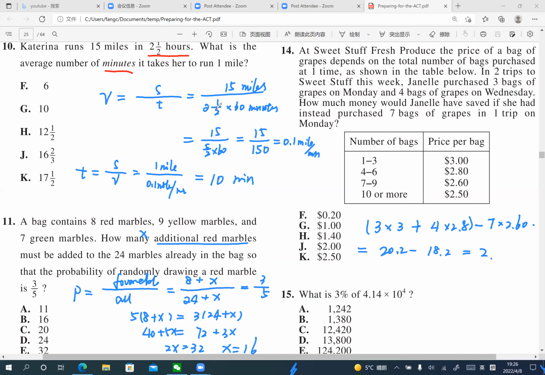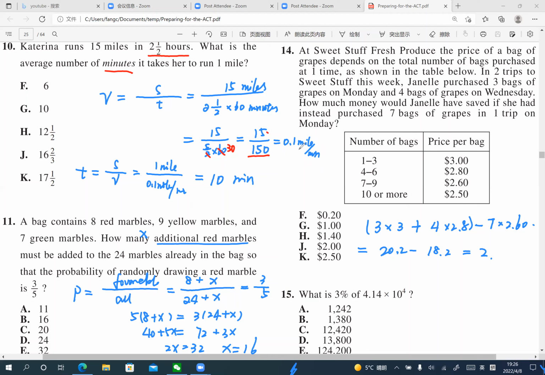So 2.5 times 60 is the minutes. So 15 divided by 2.5 times 60. So 2.5 equals 5 over 2. 5 over 2 times 60 is 5 times 30, which is 150. 15 divided by 150 is 0.1 mile per minute.